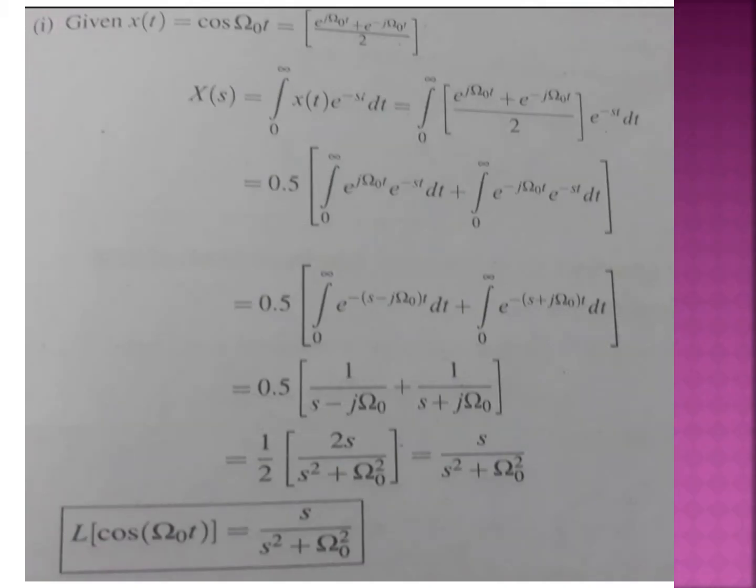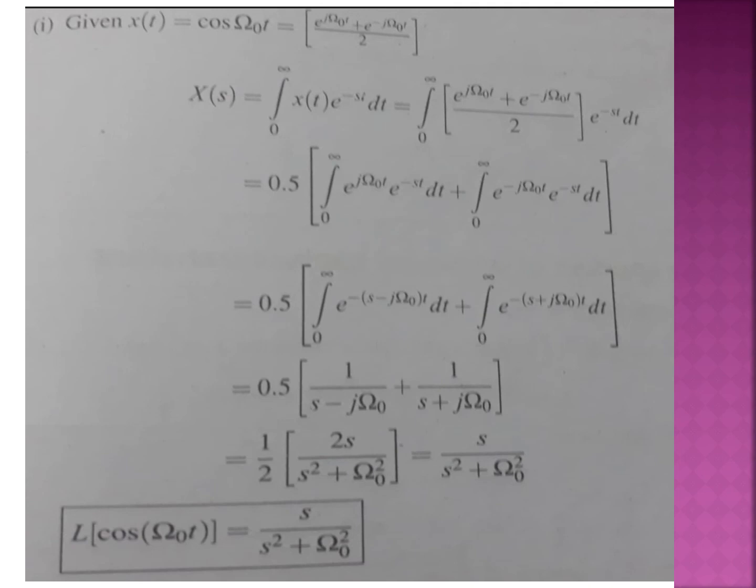Right. This is the last problem we are going to see. X of t is equal to cos omega naught t. The formula for cos omega naught t is e power j omega naught t plus e power minus j omega naught t by 2. Now apply this x of t value in the Laplace transform formula. So I get 0 to infinity e power j omega t plus e power minus j omega t by 2 into e power minus st into dt. Now split the terms, first term and second term, and do the integration.